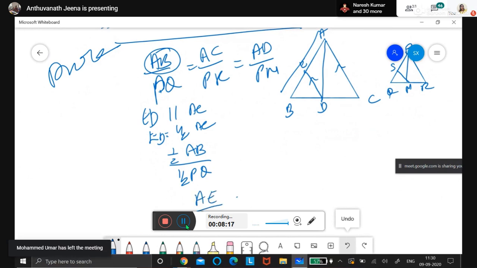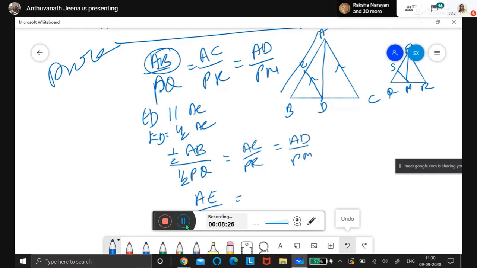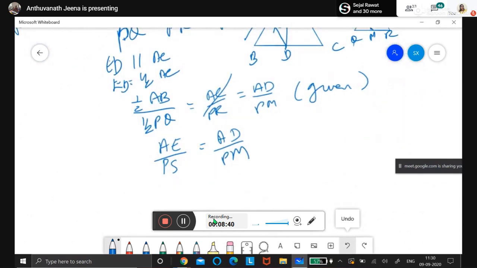That's all. Okay, easiest method only I'm telling you. So it's given AC by PR, you can write, and what is given, you can write as given. This is the first step. Second step is, because of the midpoint theorem, half of that. So AE by PS is equal to AD by PM. We will not consider this, we'll use this. Okay, so now by SSS.